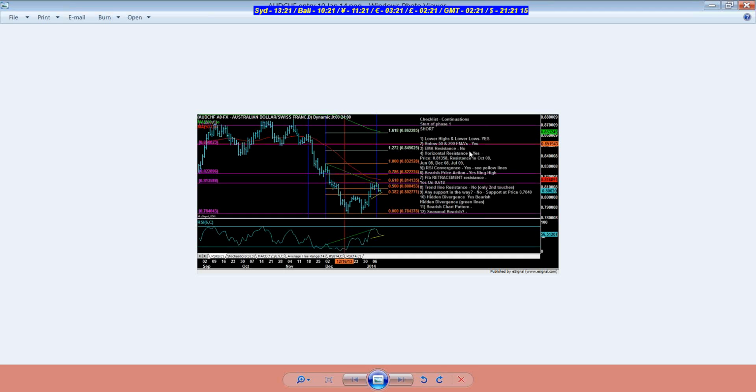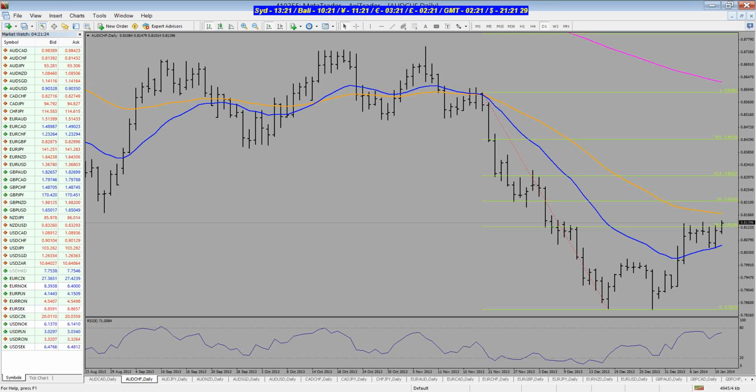Other than that, this horizontal, and yeah, price is going sideways, so it might set up again. Didn't trigger, so just keep an eye on this one.